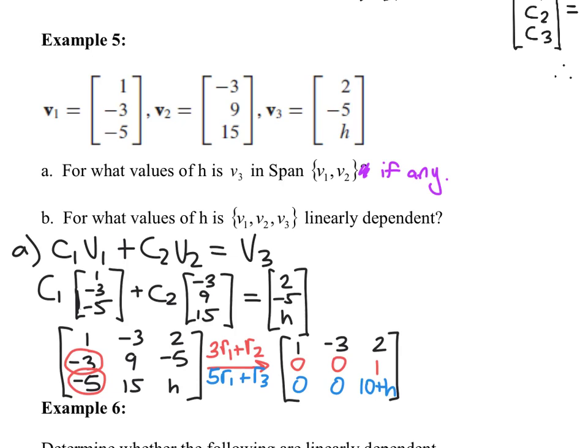Set everything equal to the 0 vector. Yeah, that would be the same idea. Yeah, because V3 has to be in the span of V1 and V2, so this is the only way that you could set it up.